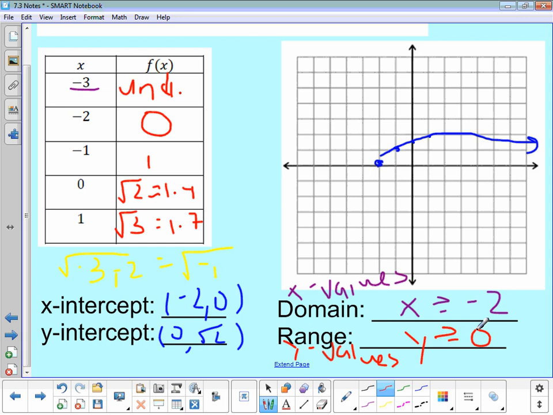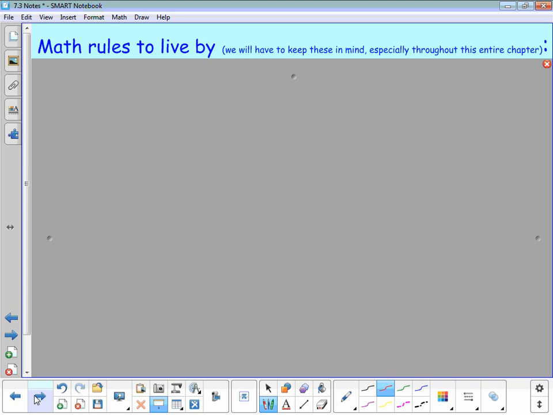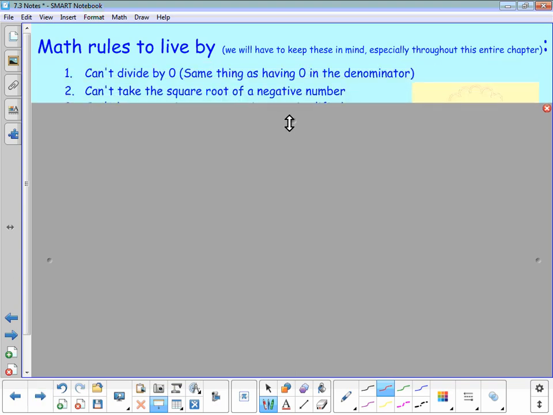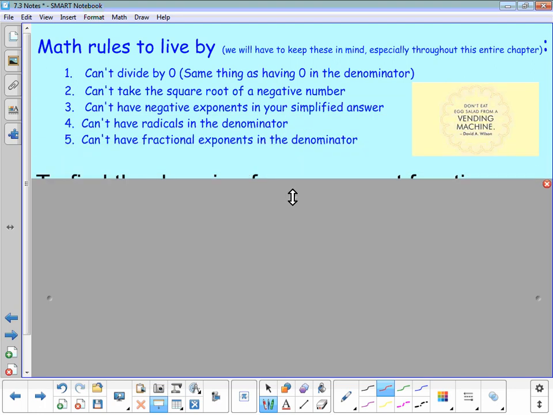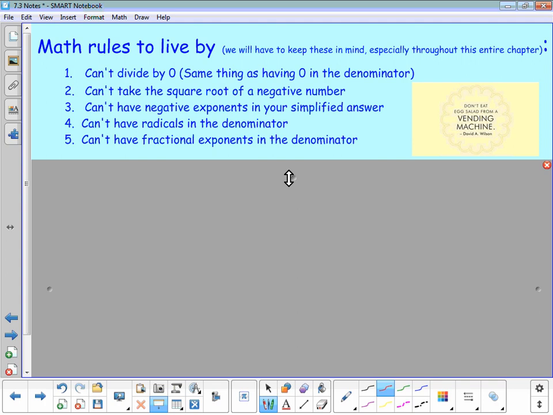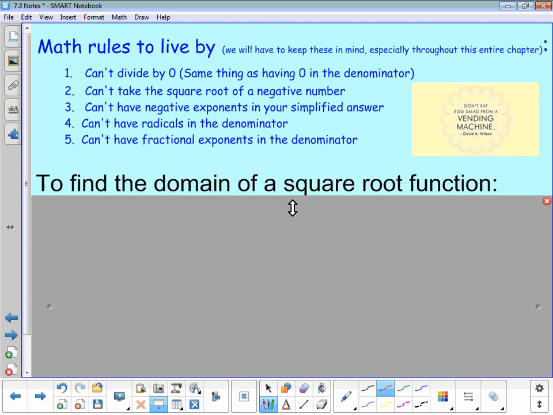Now, if we wanted to find the domain of a function, these are some math rules to live by. This chapter especially is where we're going to need to remember some of these things. These are just some rules that we've learned in the past, but we need to keep them in mind for this chapter. We're not allowed to divide by 0. We don't have a square root of a negative number. It gives us an imaginary, and that's not part of a function. We can't leave any negative exponents in our simplified answer. We've looked at that before. We can't have radicals in the denominator and can't have fractional exponents in the denominator. Those are things we've seen before, but they're going to come back to us this chapter.